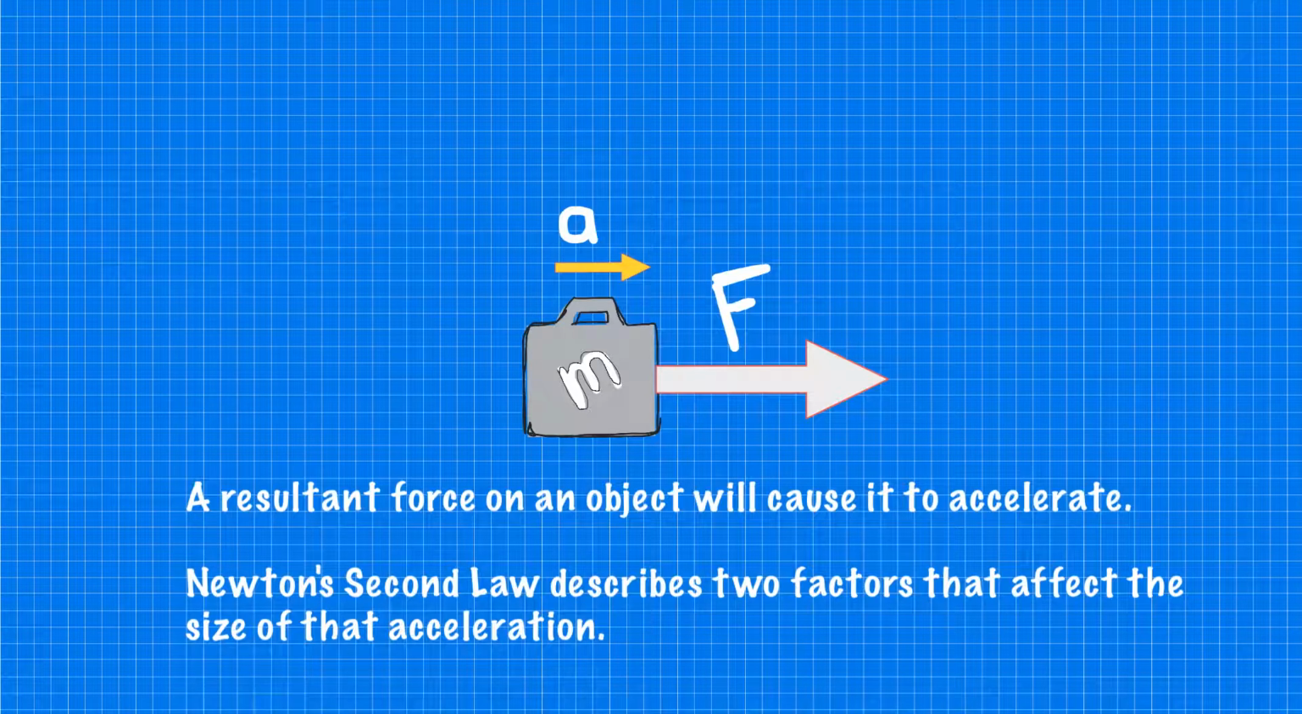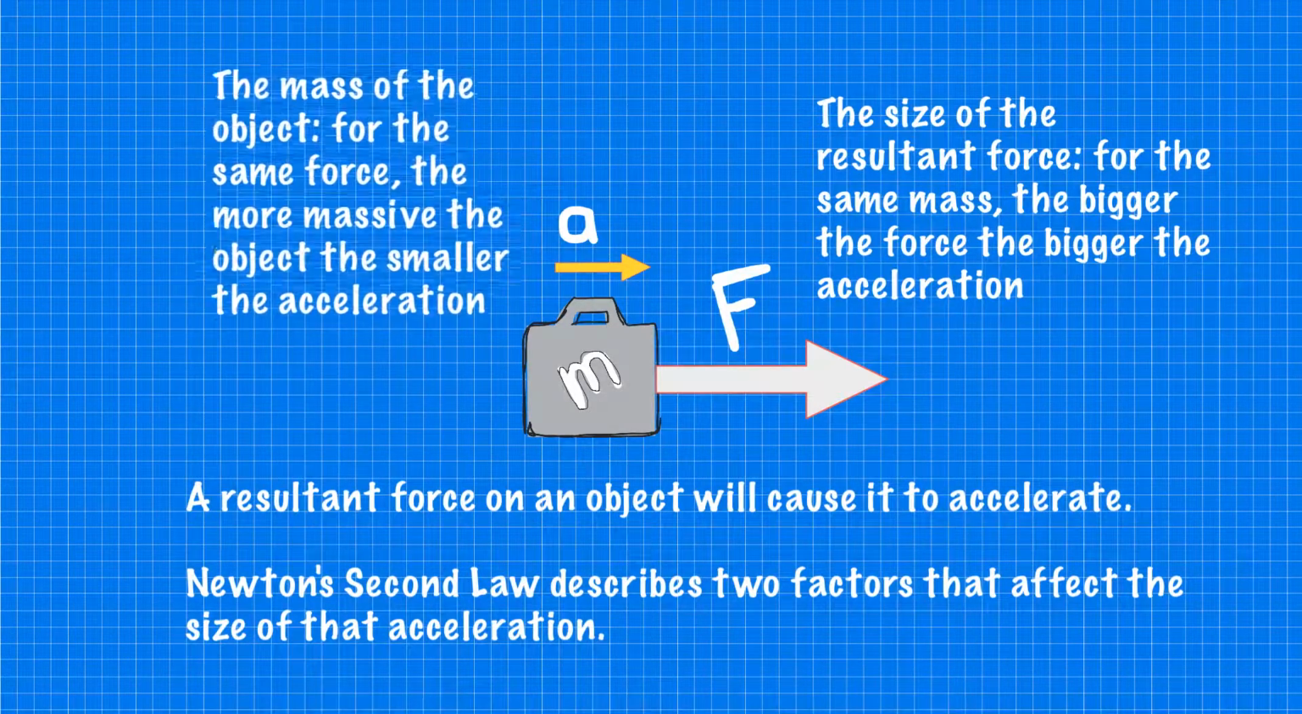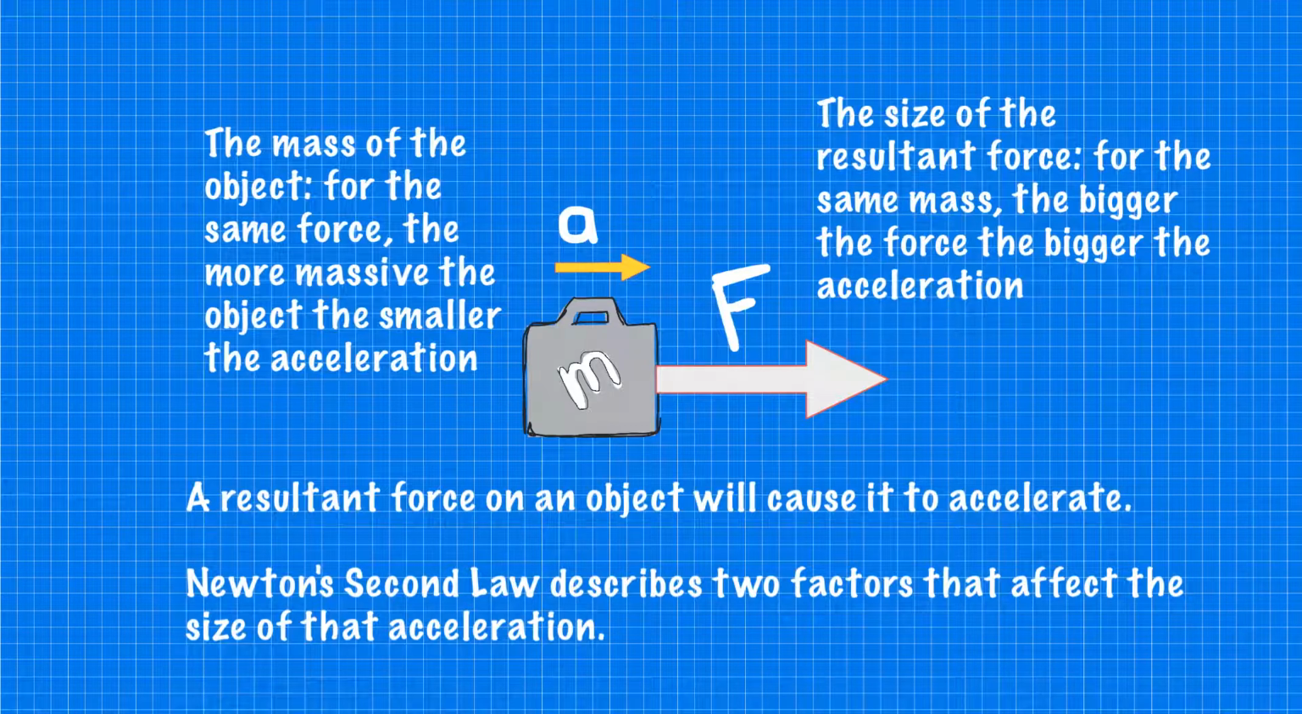But his second law describes two of the main factors that affect the size of the acceleration that we would see. The first of these factors is the force itself, the size of the resultant force. If an object is the same mass, if you increase that resultant force, you will increase the rate it accelerates by. That kind of makes a bit of sense. The other factor that you mentioned was the mass of the object. If you keep the force the same and you increase the mass of the object, you'll get a smaller acceleration.